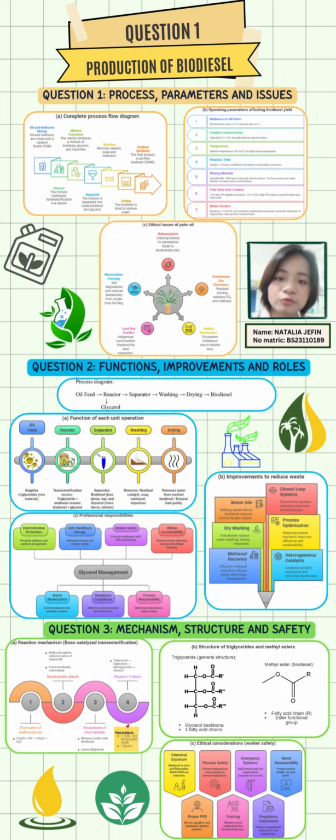For question 2, each unit operation has a specific function. The reactor is where the chemical reaction occurs. The separator divides the biodiesel and glycerol based on density differences. Washing removes the impurities such as residual catalysts, methanol, and soap, while drying removes the moisture to ensure the fuel quality. To reduce the waste, improvements such as methanol recovery and recycling, dry washing techniques, and the use of waste cooking oil can be implemented.